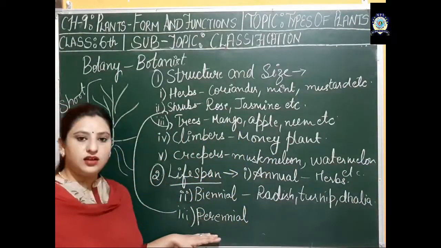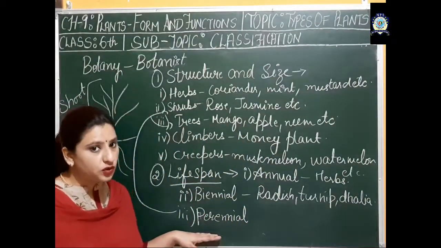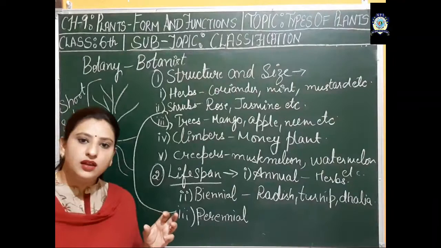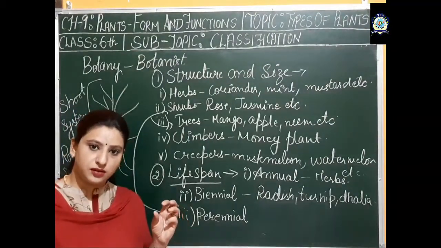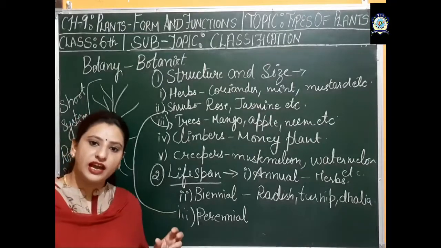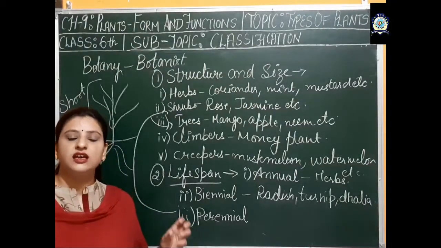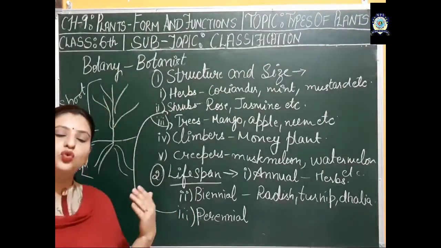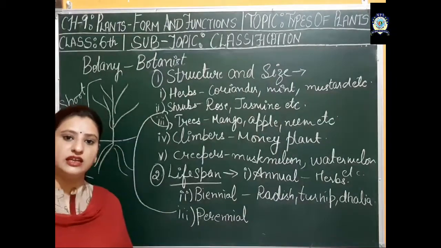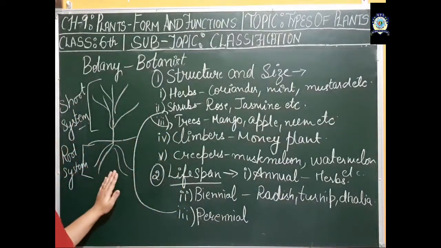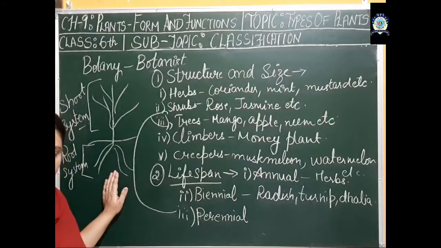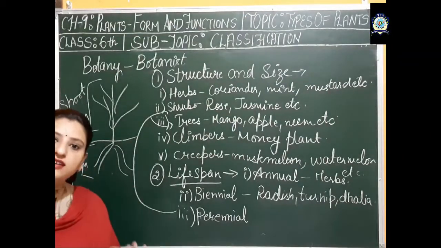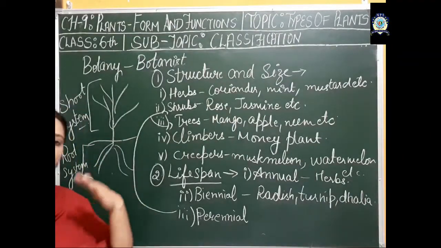So these are the 2 main types of classification which we have done today. Let's recap very quickly all the things we have done. Plants are a vital part of the living world. Up to 3 lakh species of plants are present on this earth. Plants are studied under the branch of science called botany, and the scientist who learns botany is called a botanist. Every plant has 2 main systems, whether flowering or non-flowering: the root system which is inside the soil and the shoot system which is above the soil.